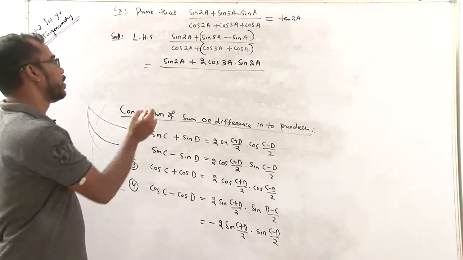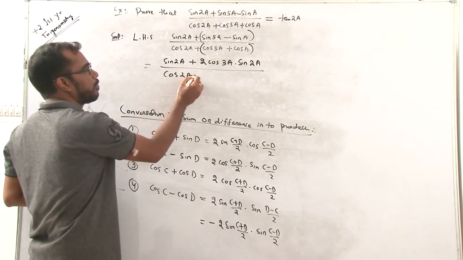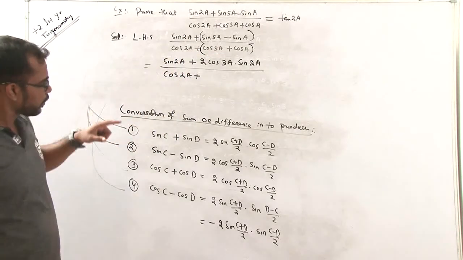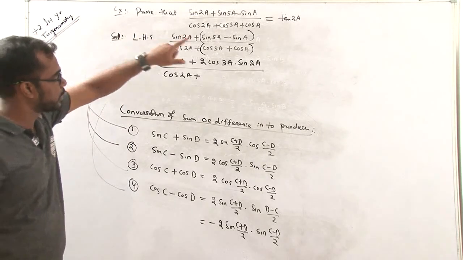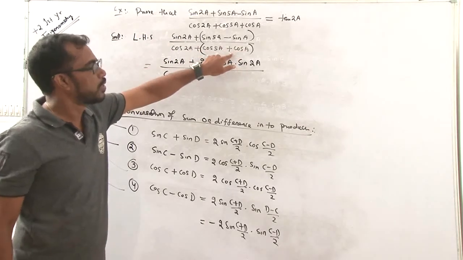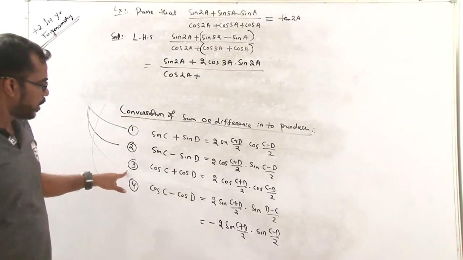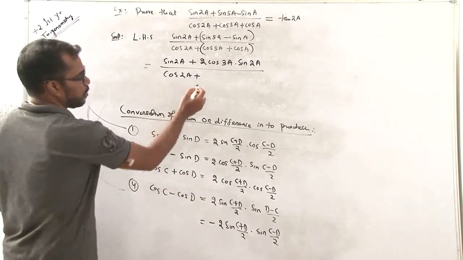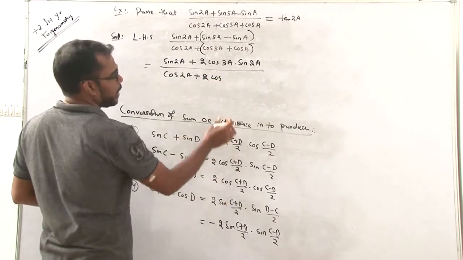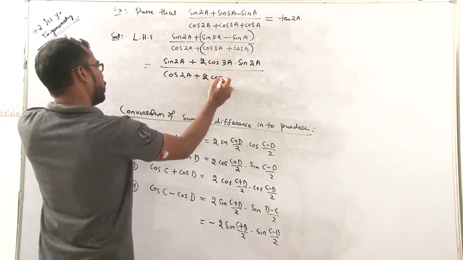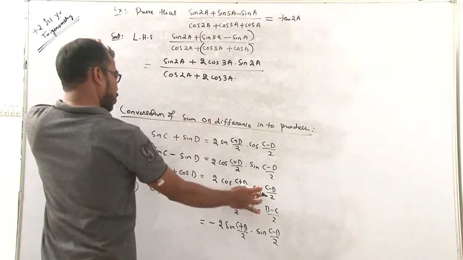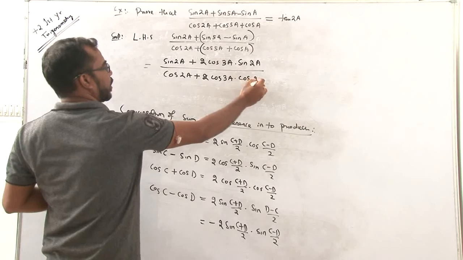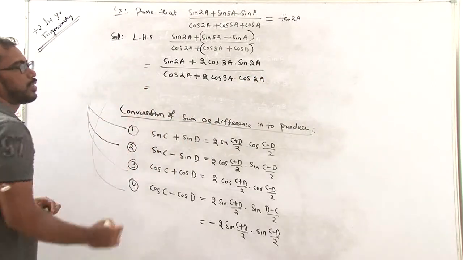That means here you can write cos 2a plus, but here we apply the formula of cos C plus cos D, because the sign is positive. According to cos C plus cos D, that is 2 cos (C plus D)/2, we add them: 6a/2, that is 3a, into cos (C minus D)/2, that is 4a/2, which is 2a. So we can write it directly.